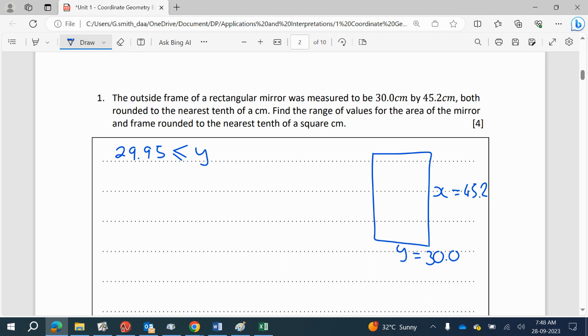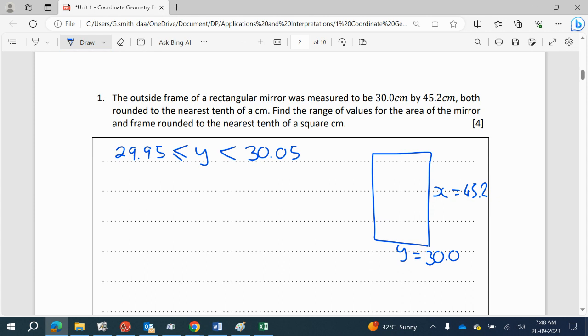At the upper limit, we can't actually have it, because the upper limit is going to be 30.05. This is the upper limit. So this is not a value that we can actually select, but it is a value we can say is the upper limit, and anything below that is included.